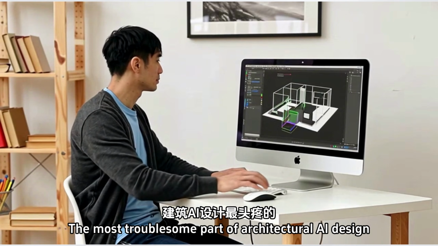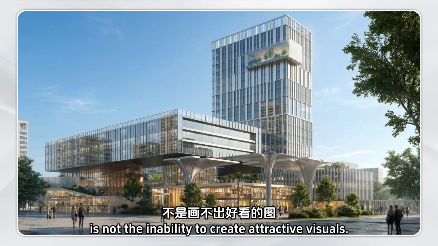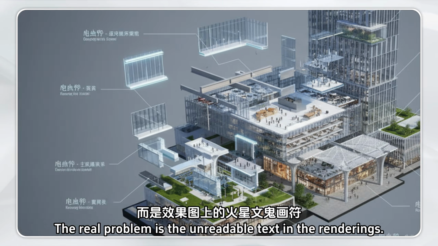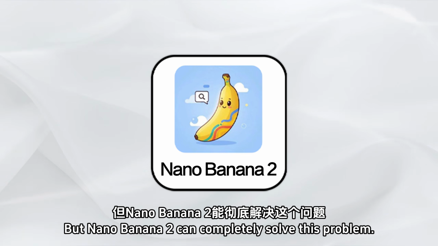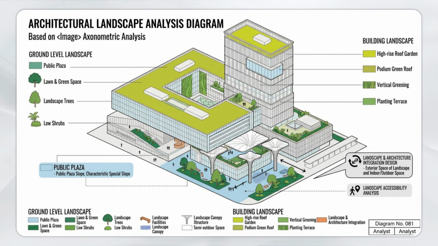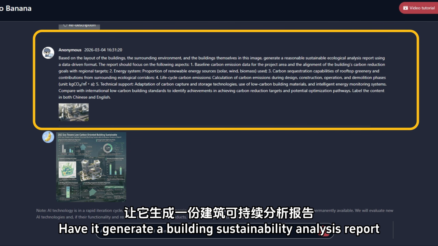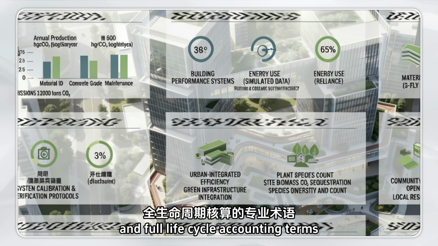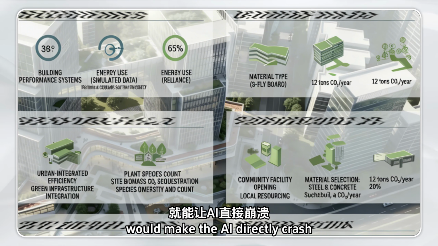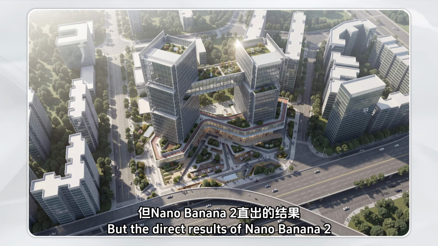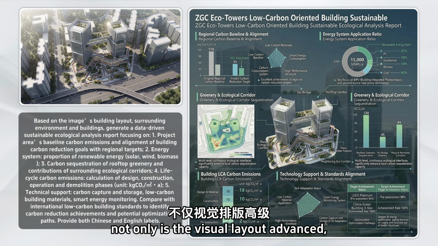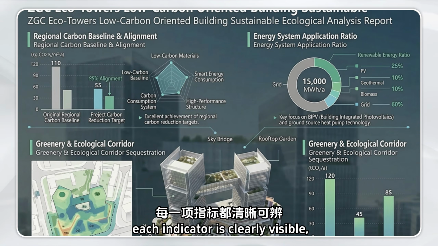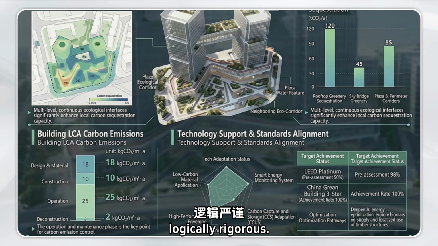The most troublesome part of architectural AI design is not the inability to create attractive visuals. The real problem is the unreadable text in the renderings. But Nano Banana 2 can completely solve this problem. Have it generate a building sustainability analysis report. In the past, just the carbon baselines and full life cycle accounting terms would make the AI directly crash. But with the direct results of Nano Banana 2, not only is the visual layout advanced, the accuracy of text annotation is astonishingly high. Each indicator is clearly visible, logically rigorous.